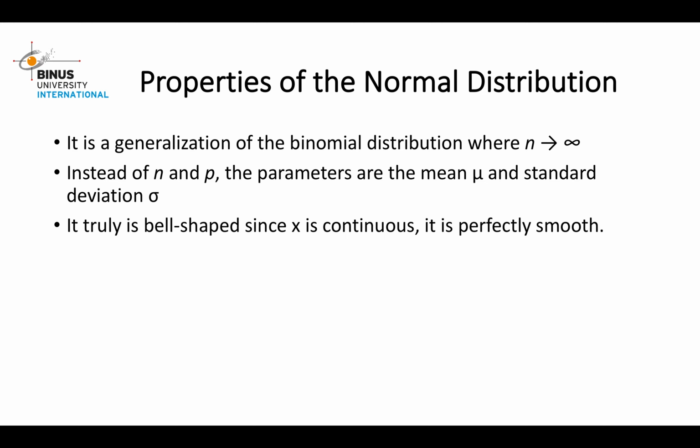Instead of n, the number of samples, and p, the probability, the parameters are the mean, the average, and the standard deviation. So in the normal distribution, we don't use n and probability. It truly is bell-shaped. Since x is continuous, it is perfectly smooth.